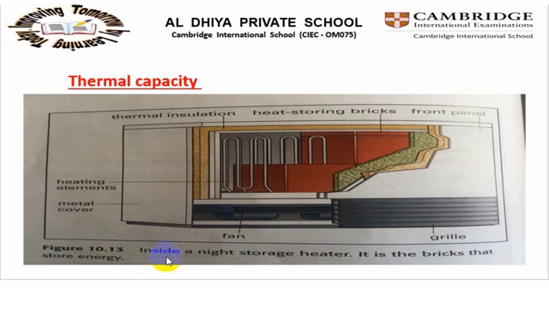This figure shows an electrical heater which consists of thermal insulation, front panel, grill, fan, metal cover and heating elements. And special bricks that store the energy supplied by the electricity, which have a high thermal capacity.